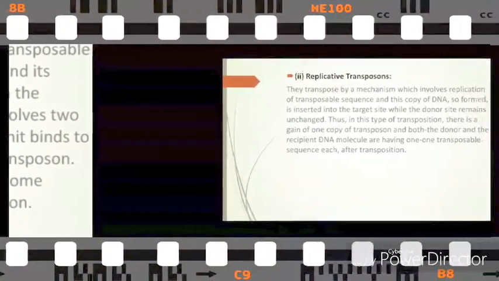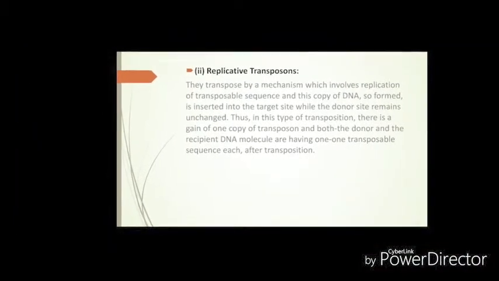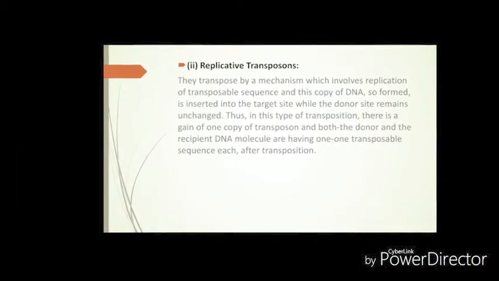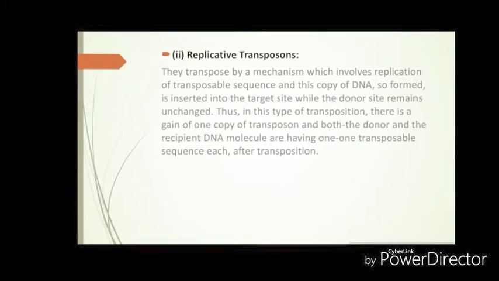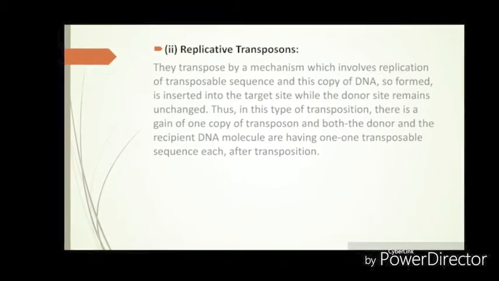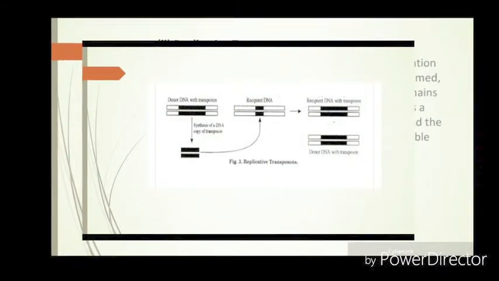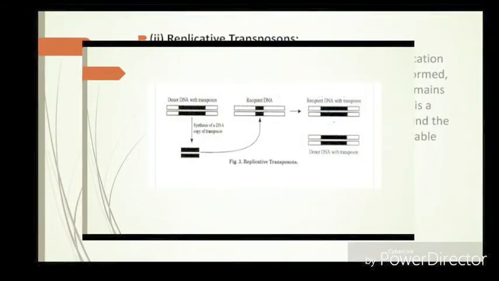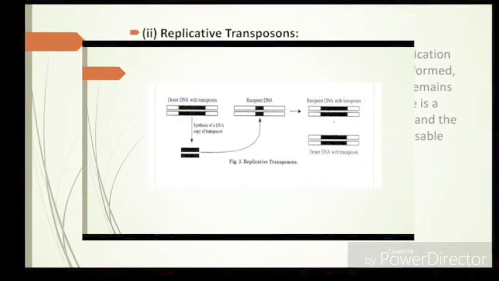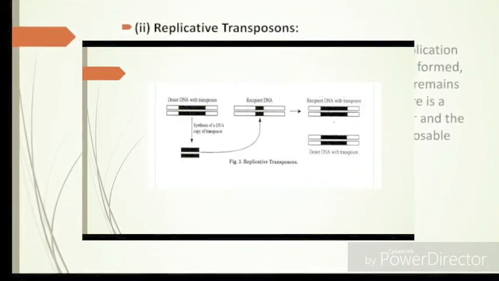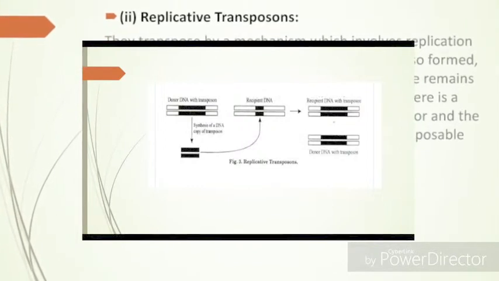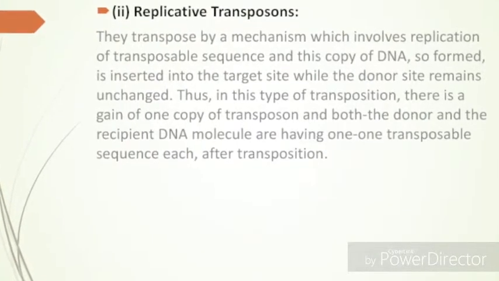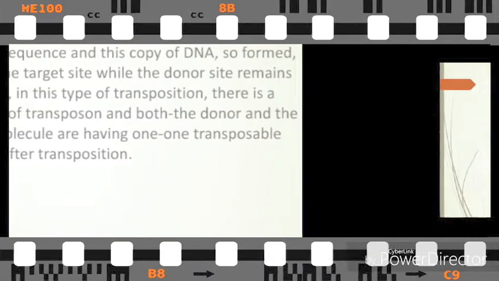Let's go to replicative transposons. They transpose by a mechanism which involves replication of the transposable sequence, and this copy of DNA so formed is inserted into the target site while the donor site remains unchanged. Thus, in this example of transposition, there is a gain of one copy of the transposon, and both the donor and the recipient DNA molecule have one transposable sequence each after transposition.